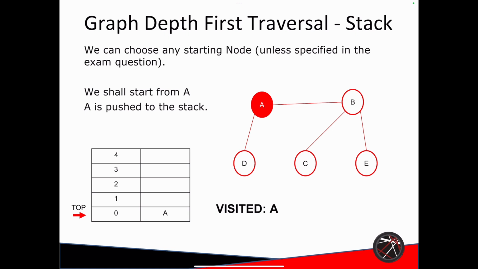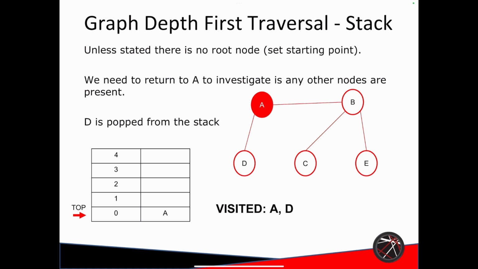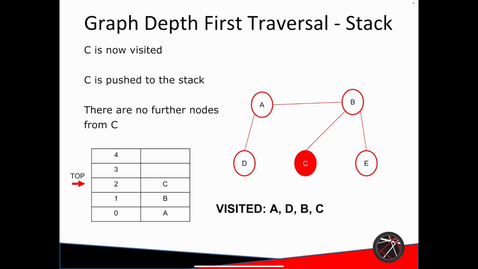In other words, what's happening here is we start at A, which is added to the stack. We then go to D, D's added to the stack. D's the end, so we can't go any further, and therefore we pop D from the stack and return to A. We then go along a different pathway. So we're going to go to B, B's added to the stack, C's added to the stack, C is the end.